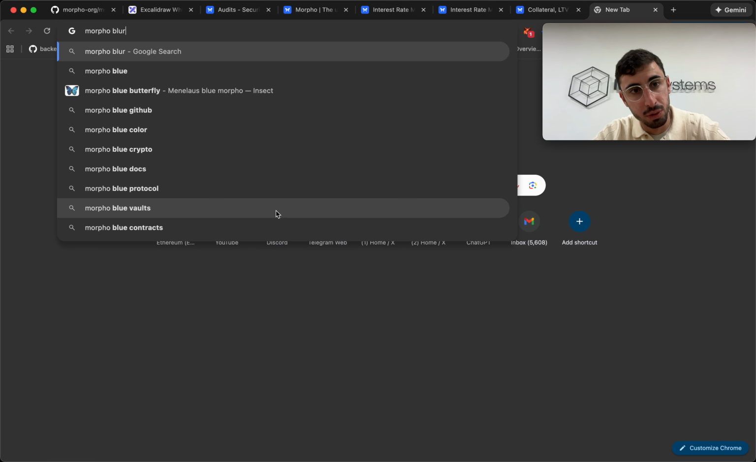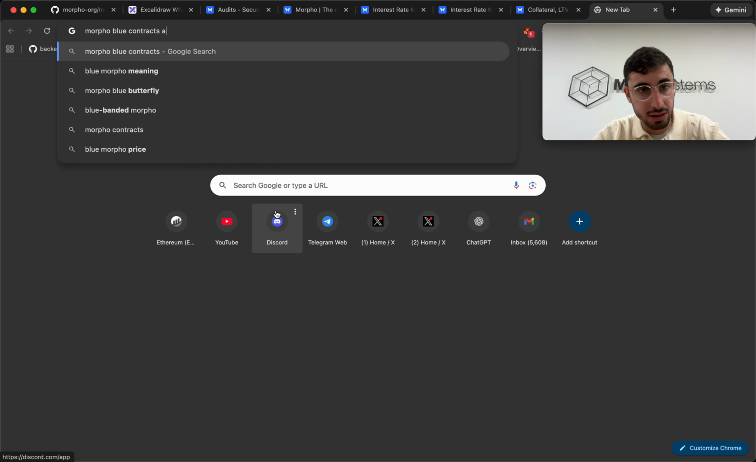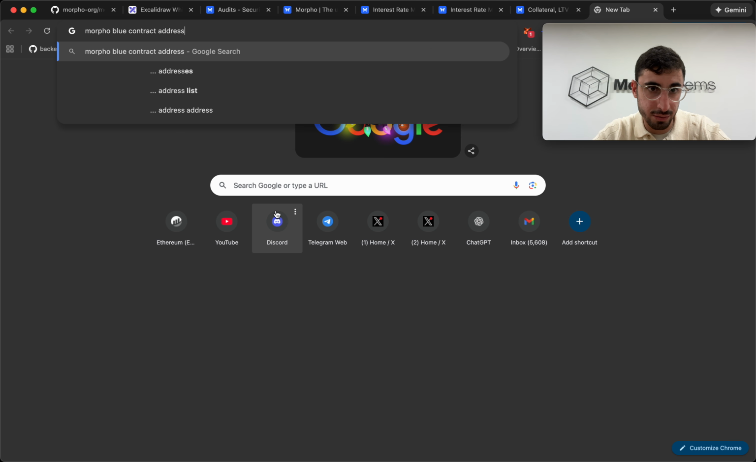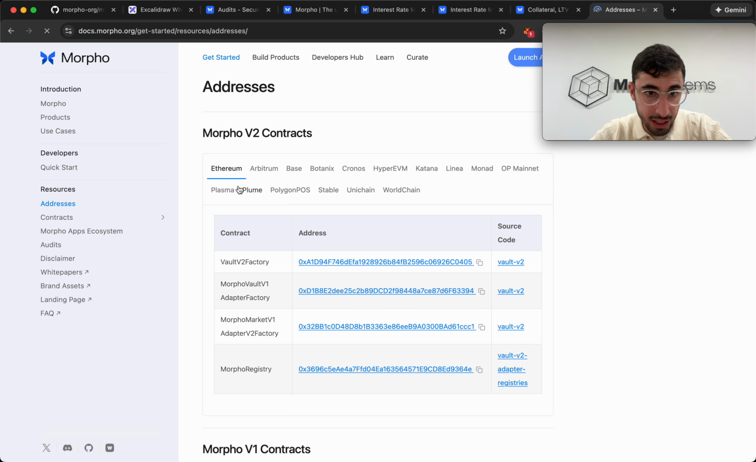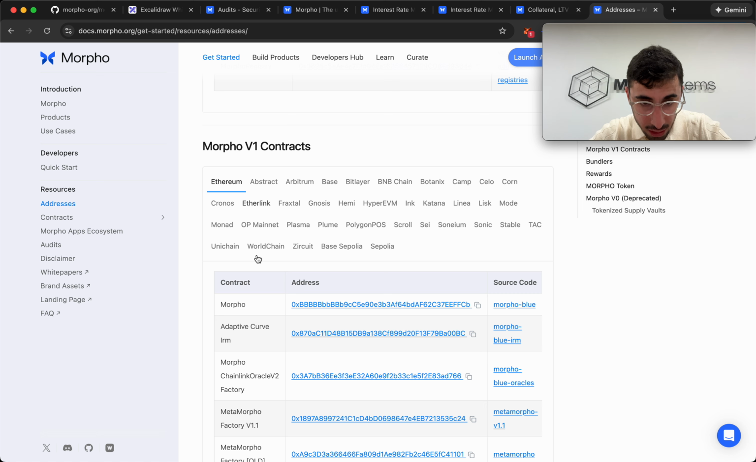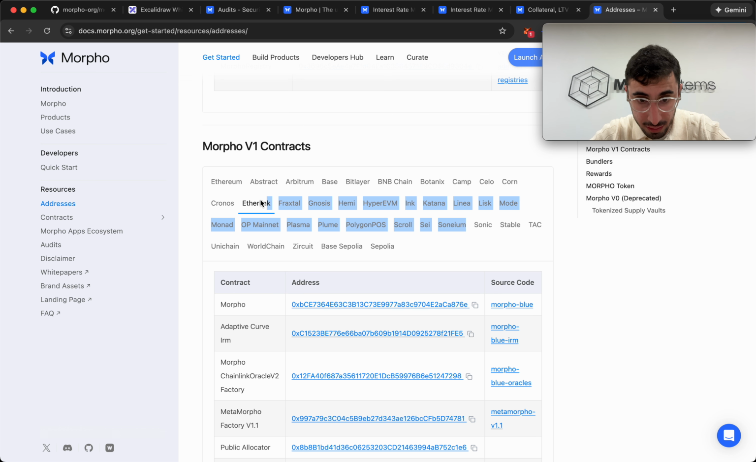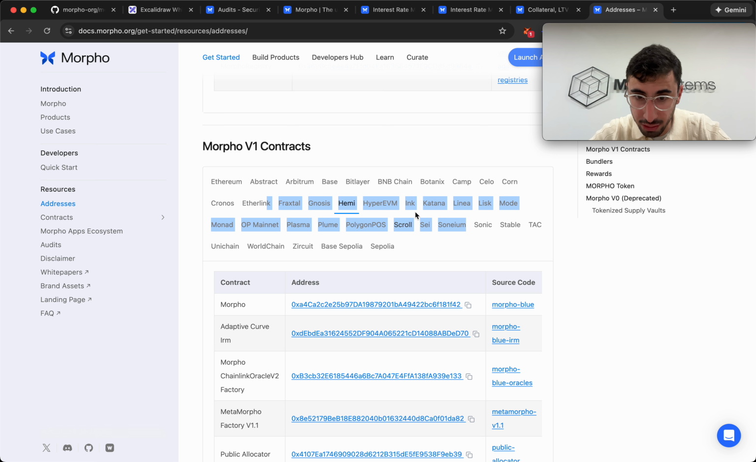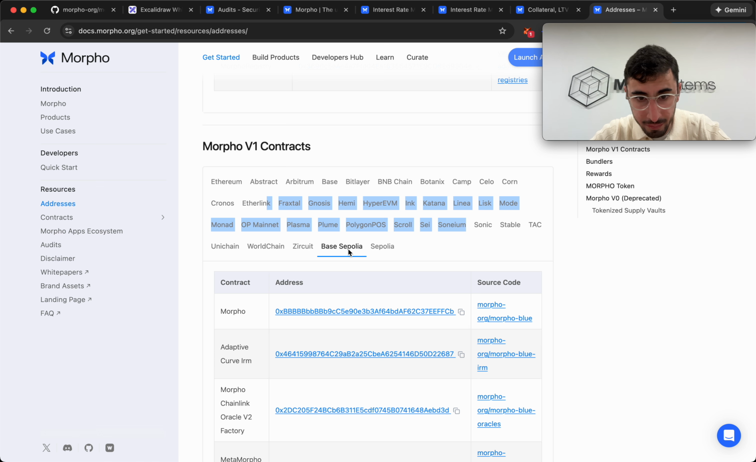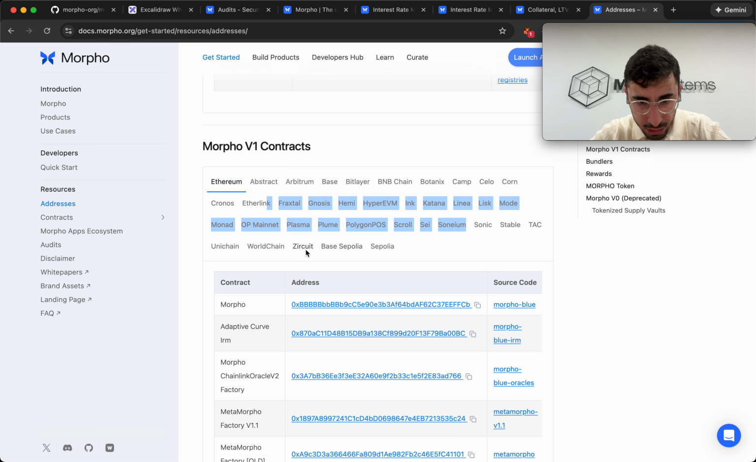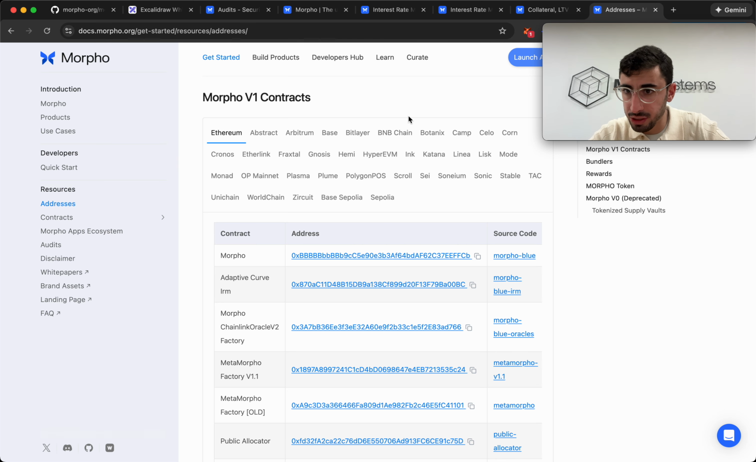Morpho Blue contract address. Let's look at it on chain. So we have, also look at how many chains. Not deterministic. Apparently they didn't use CREATE2. Interesting. So they have different addresses for different chains. But let's look at Morpho Blue.